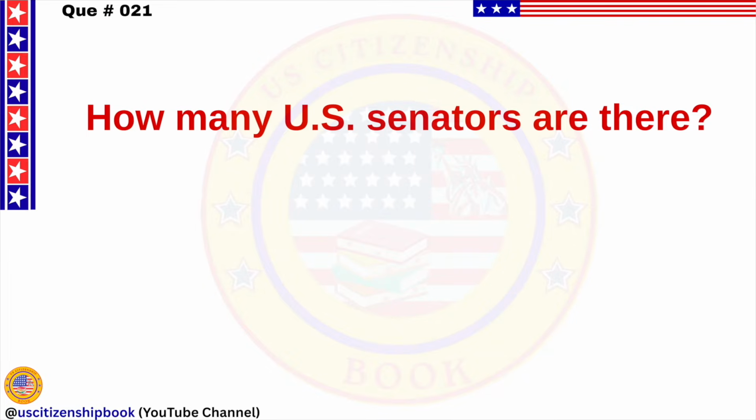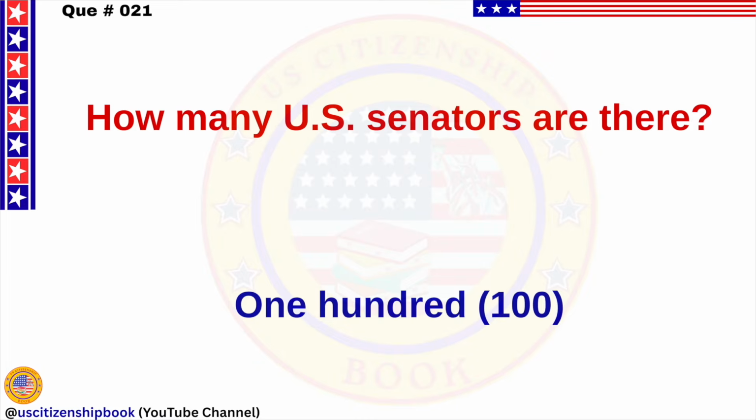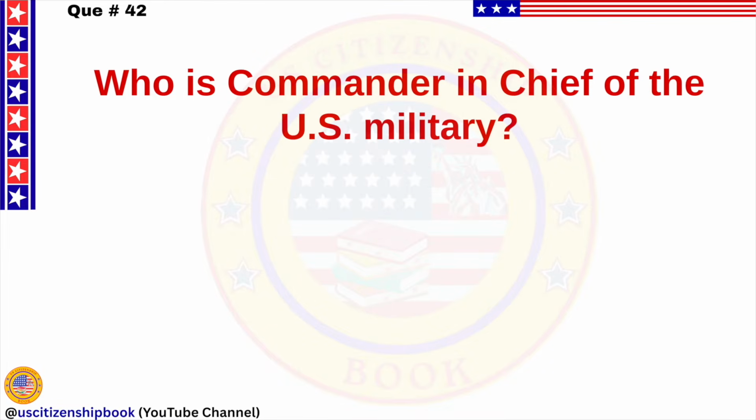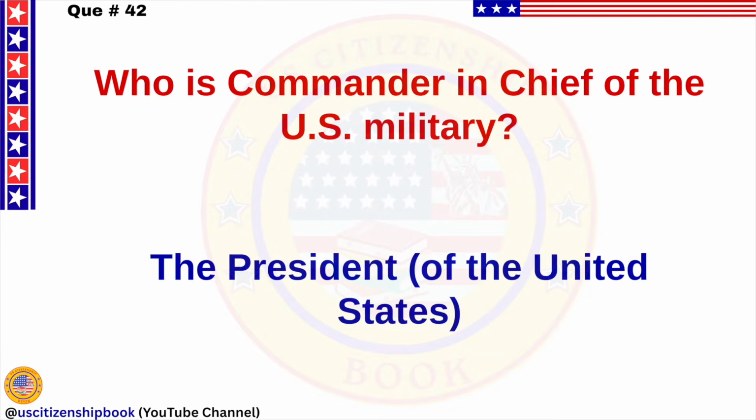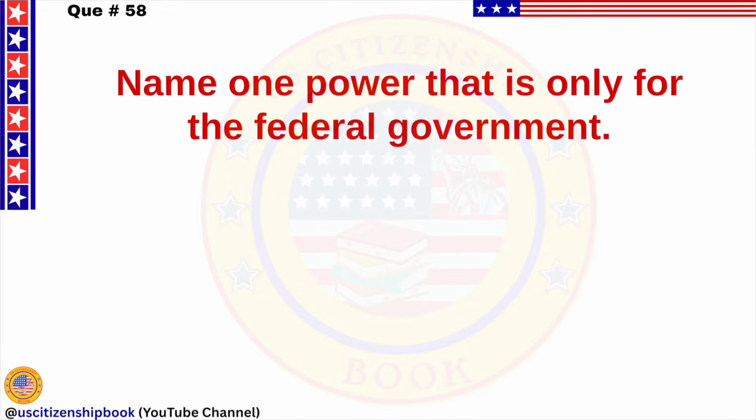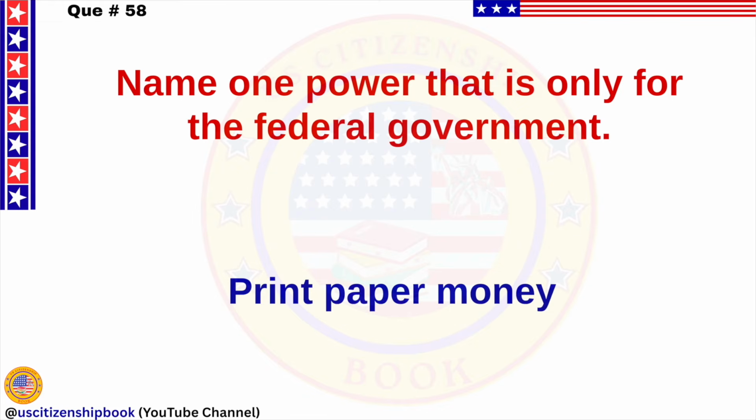How many U.S. senators are there? One hundred. Who is Commander-in-Chief of the U.S. military? The President of the United States. Name one power that is only for the federal government. Print paper money.